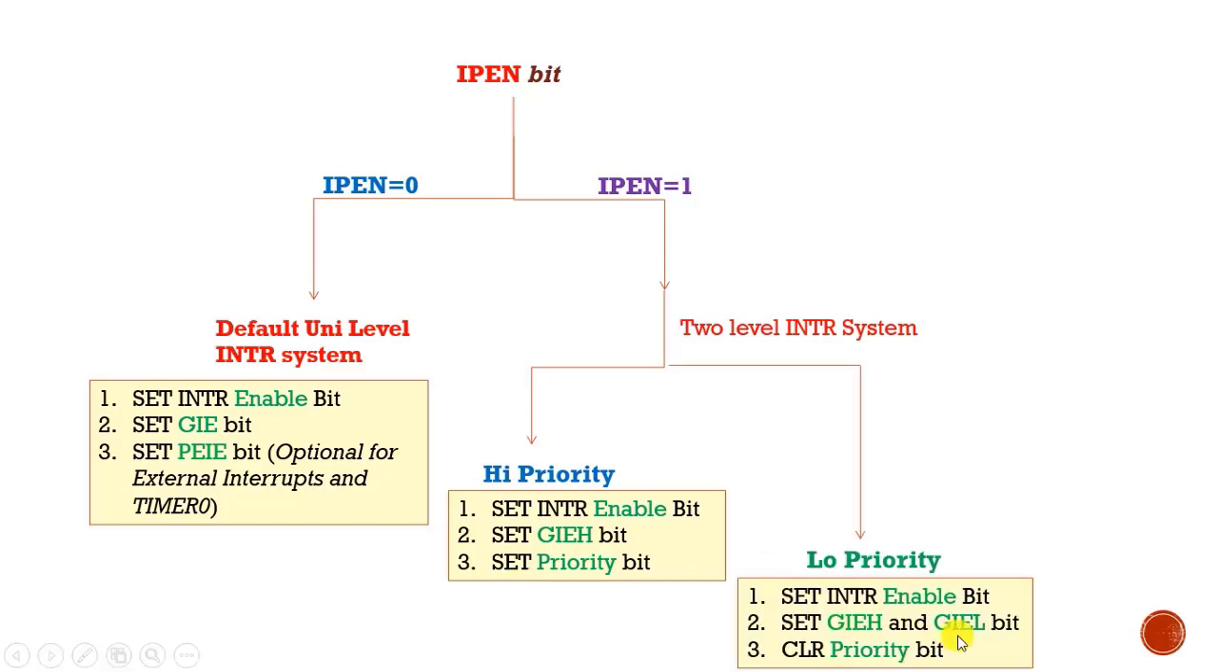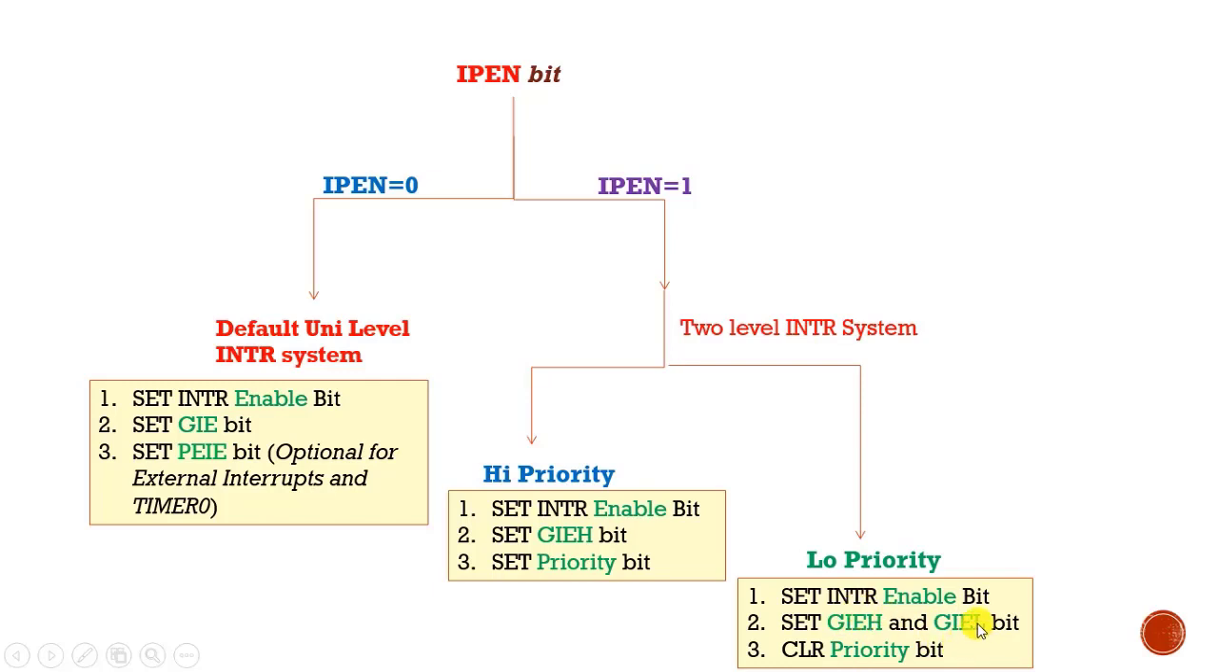And if we are considering the low priority system where IPEN is equal to 1, then for that one you will need to set the interrupt enable bit of that particular module equal to 1. Then you'll set GIEH and GIEL both. If GIEH is equal to 0, then this disables all the interrupts, not mentioning higher ones or lower ones, all without any discrimination. And if you turn this GIEL bit off, this will turn off all the low priority interrupts, not the high priority ones. They will still remain on.